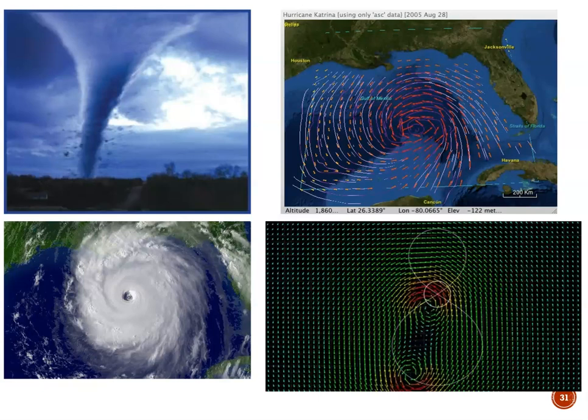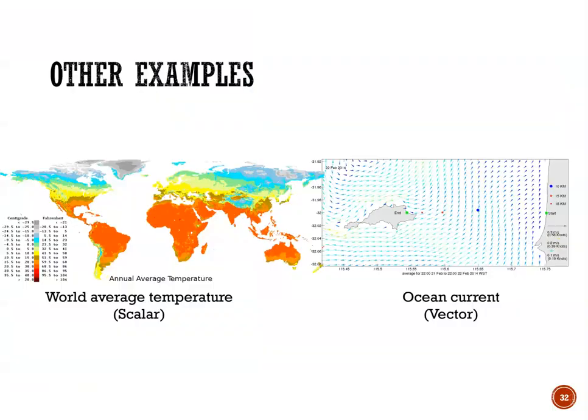Examples for vector field include Hurricane Katrina, because this hurricane consists of magnitude and also direction because it is moving. Some other examples for scalar field is world average temperature, and for vector field we have ocean current, because ocean current has both magnitude and direction, while world average temperature only has the magnitude.